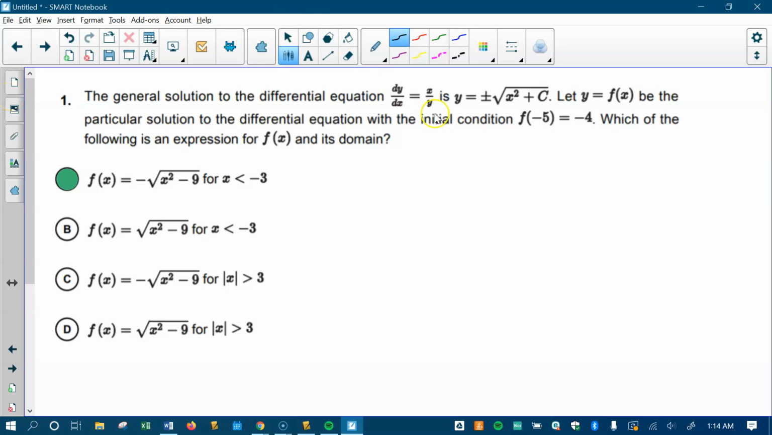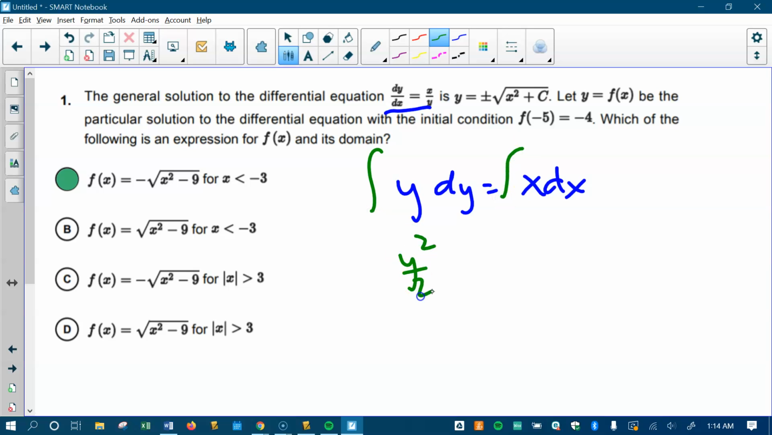So first of all, we could solve this if we wanted to separate it, but the problem already gives us a solution. I'll solve it for you anyway, just as a review. Let's separate the variables. So we got y dy equals x dx. That was the separate part. Integrate next. You got y squared over 2 equals x squared over 2 plus c.